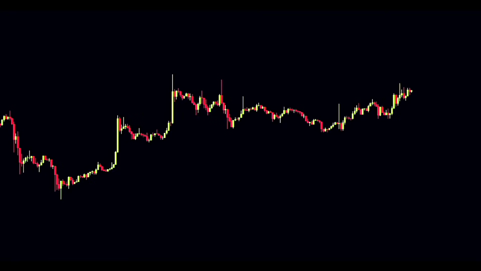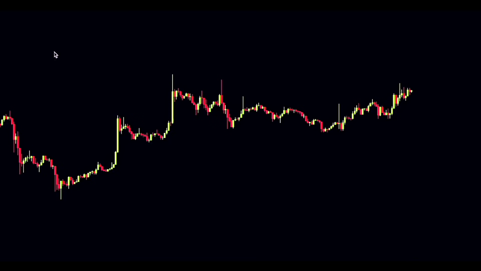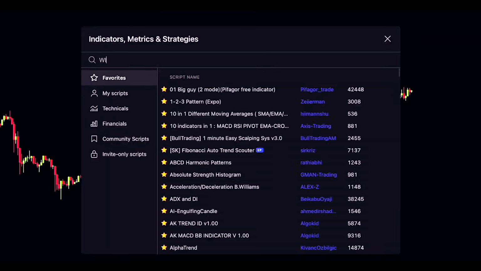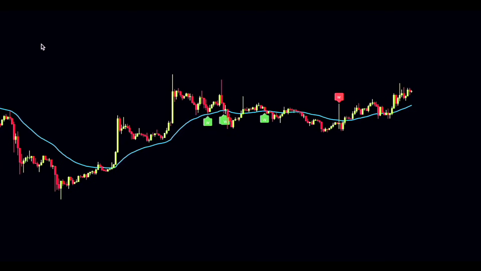Right now, I'm looking at Ethereum on a 15-minute chart. To add it, just open the Indicators tab, search for Wyckoff Check MA by this amazing author. Big shout out to them, by the way. And then open up the settings.